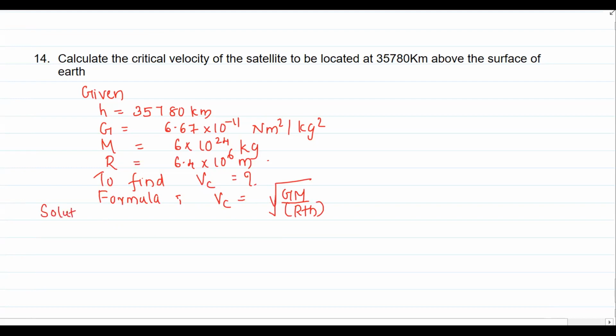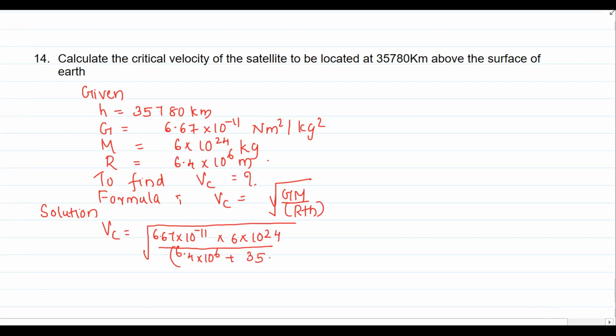Solution: Vc is equal to, we will substitute the values. G is 6.67 into 10 raised to minus 11, into the mass 6 into 10 raised to 24, upon r plus h. The radius is 6.4 into 10 raised to 6, plus h is 35,780 kilometer. Kilo means 10 raised to 3.